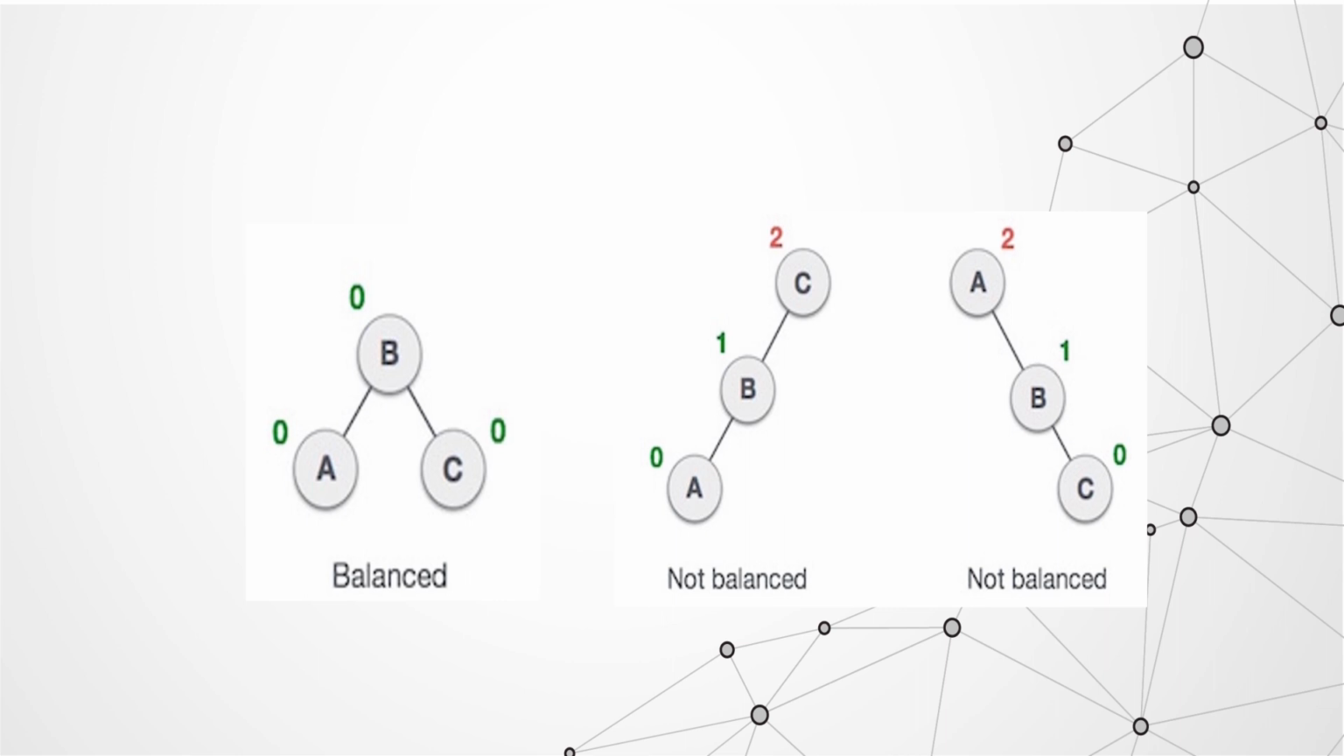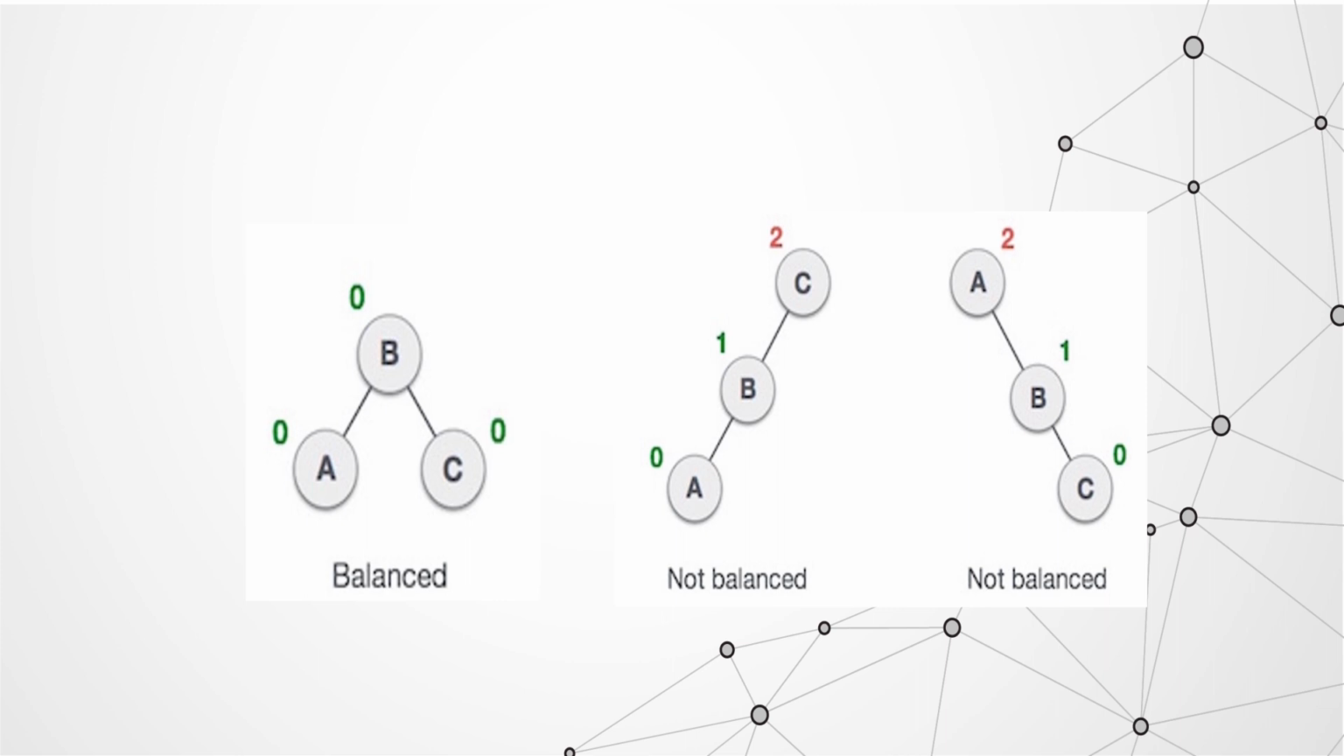Here we have A and C, both are leaf nodes. First we calculate the balancing factor of A. A is a leaf node, it means no left child and no right child. So the height of left is 0 and the height of right is also 0. So 0 minus 0 comes to 0. That is why the balancing factor of A is 0.